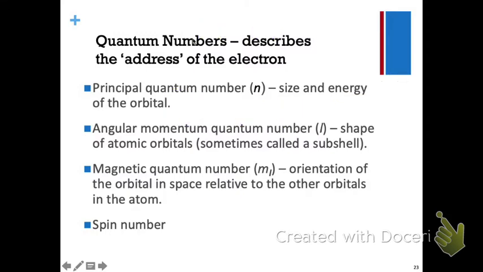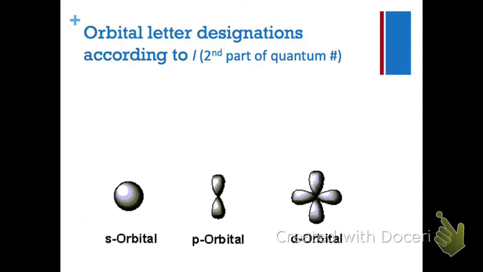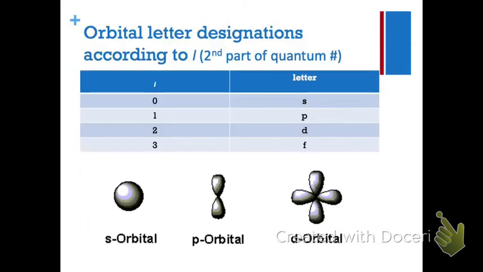The second one is called the angular momentum quantum number, which sounds a lot fancier than it really is. All this tells us is the shape of the orbital. I'm going to give you the values that correspond with that on the next slide. The shape of the orbital has a numerical value assigned to it. If it is an s orbital, the quantum number for that orbital is 0.